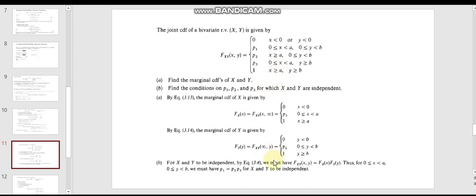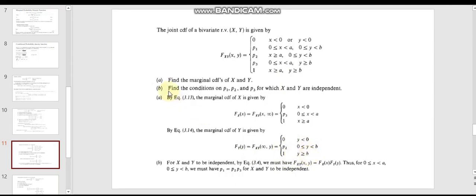When x is equal to infinity, then the marginal CDF of y, I can write, is equal to 0 when y is less than 0, and it is equal to P2 when y is greater than or equal to 0 and less than b, and it is equal to 1 when y is greater than or equal to b.